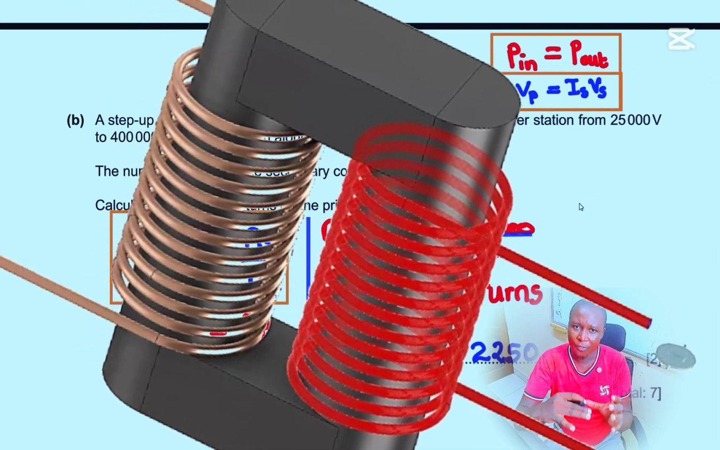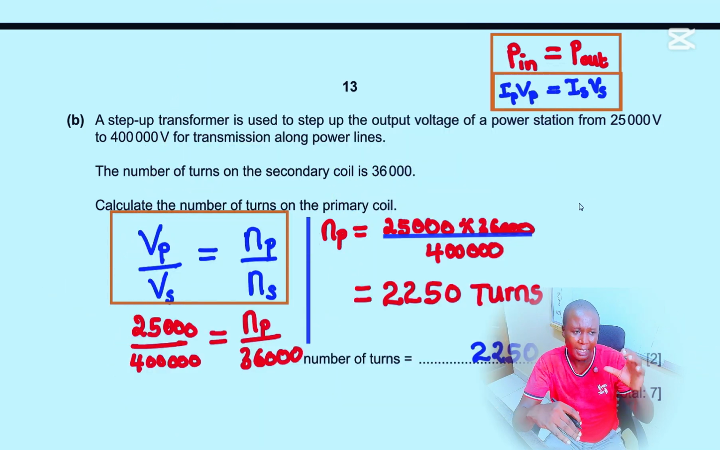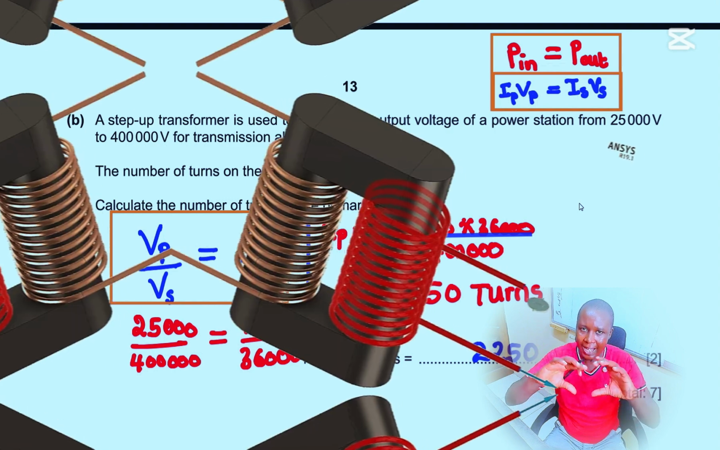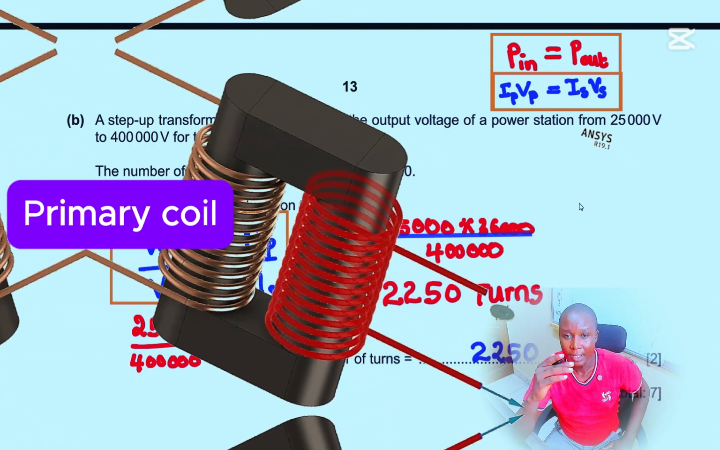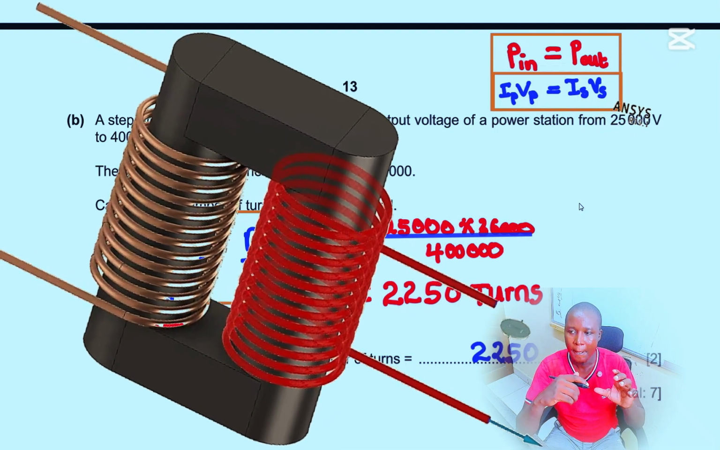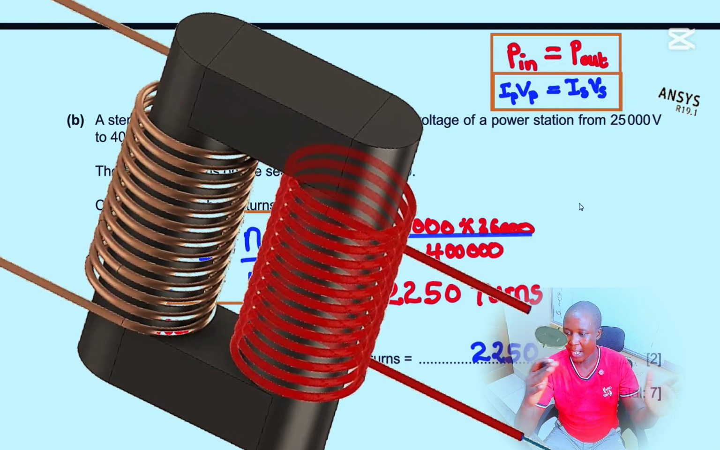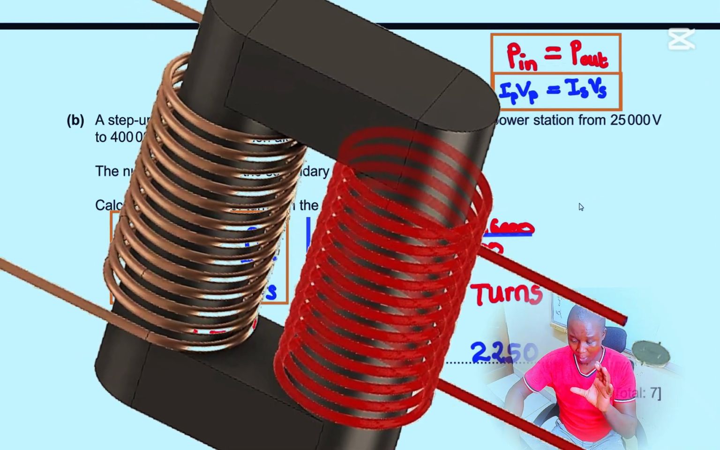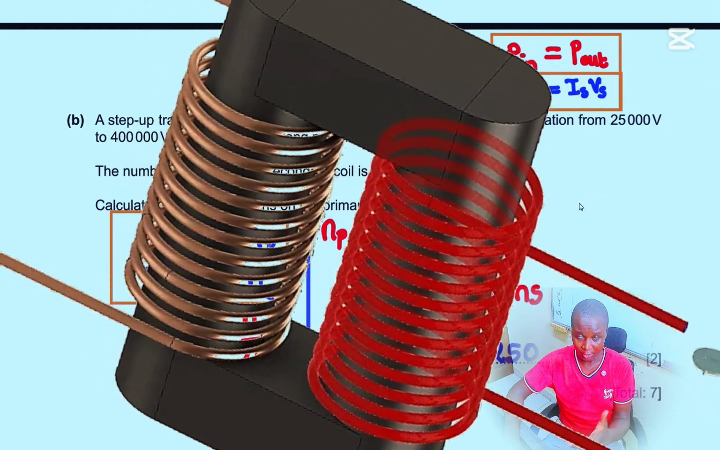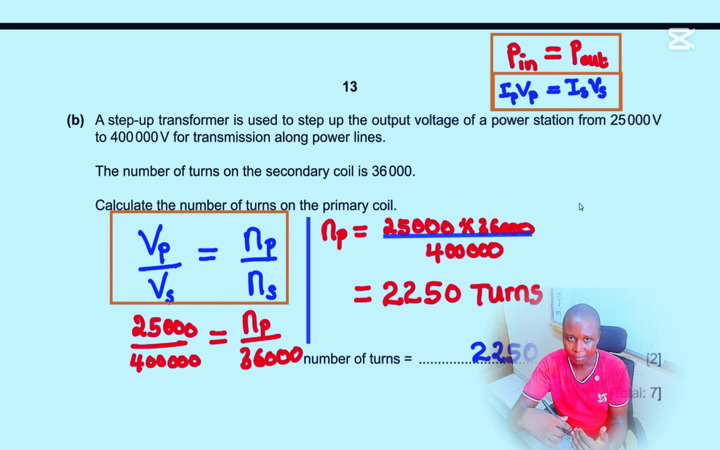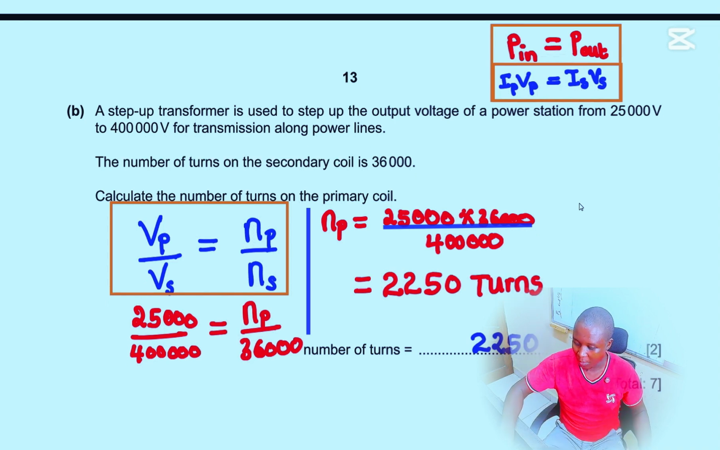The main parts of a transformer are a primary coil, a secondary coil, and a soft iron core. These two coils are wound on different arms of this soft iron core, but they are not connected. I'm going to show you what a transformer looks like, and then I'm also going to explain how a transformer works in a short while. Yeah, so let's look first.